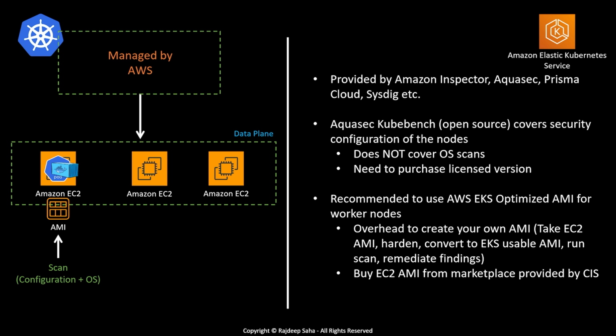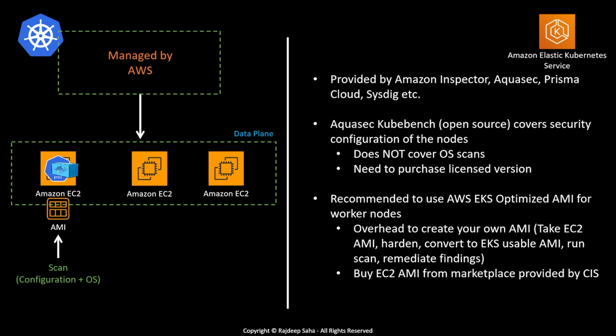For the worker node AMIs, it is highly recommended to use the AWS EKS optimized AMI. So this AMI AWS publishes, so they remove any operating system vulnerability. But AWS is committed to publish these AMIs, but there is no time commitment. So if a vulnerability comes out and you immediately need to create an EKS optimized AMI, in that case, you might decide to create your own AMI.